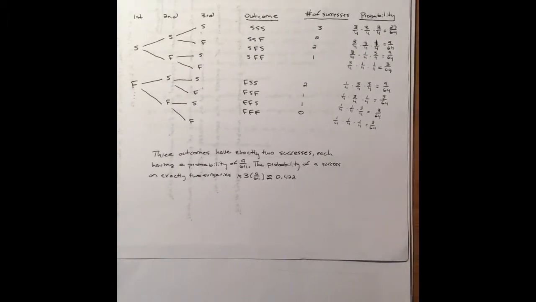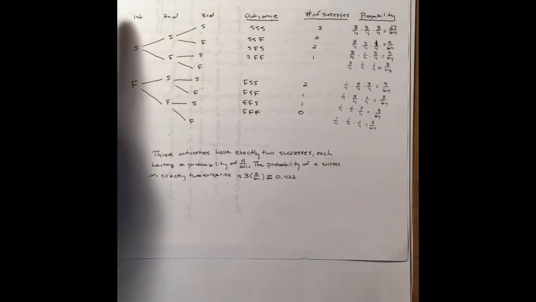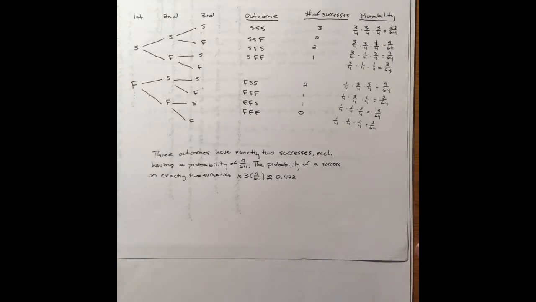For success and failure on surgeries, you have the first surgery, which can be a success or a failure, and then you have the second surgery, which can be a success or failure, and the third, which can also be a success or failure.